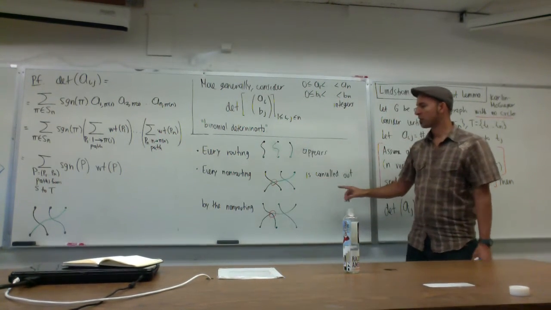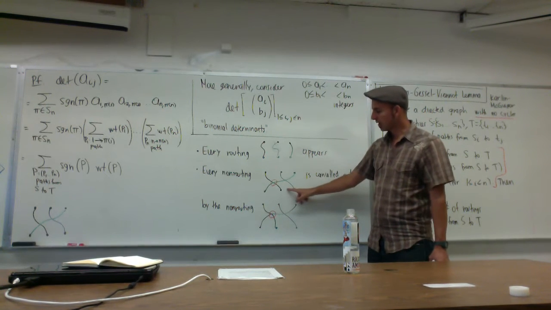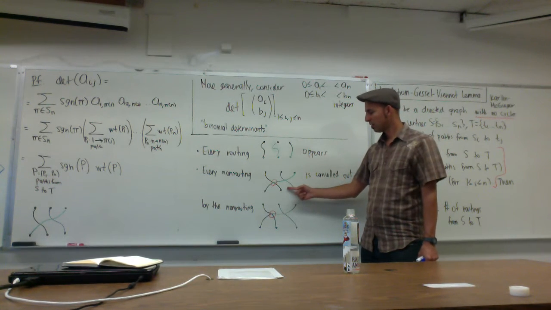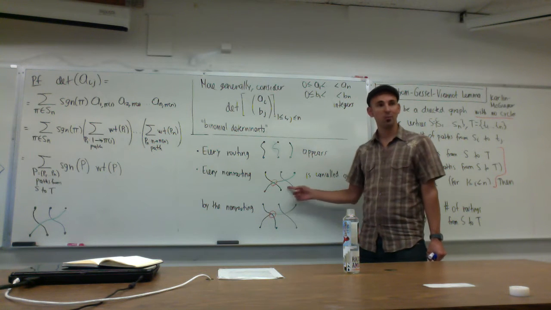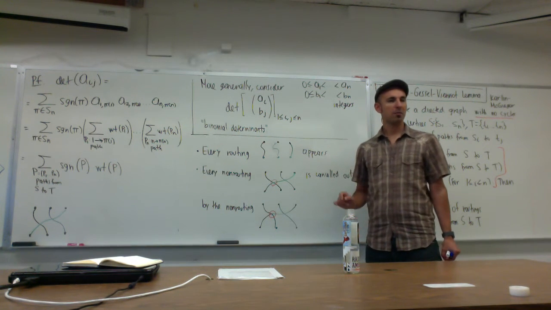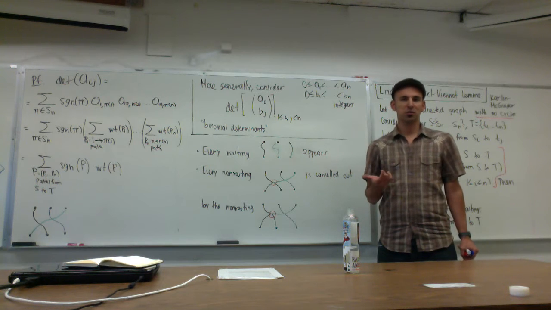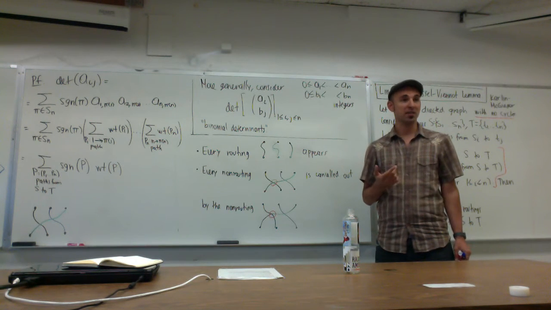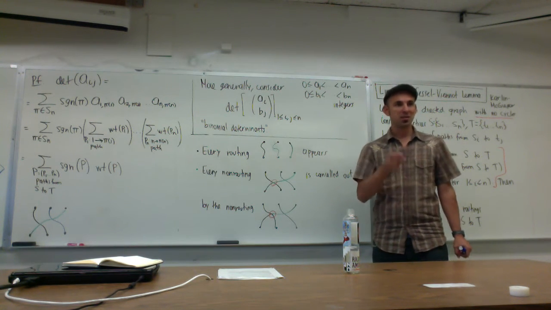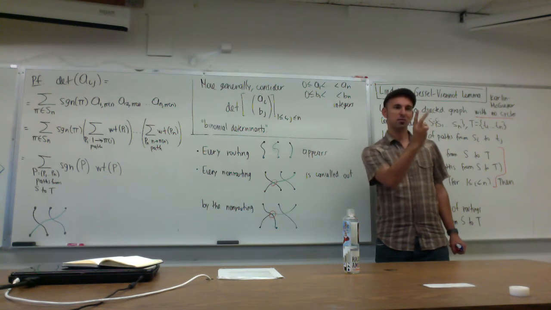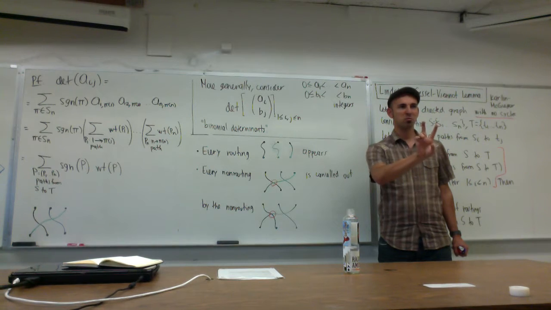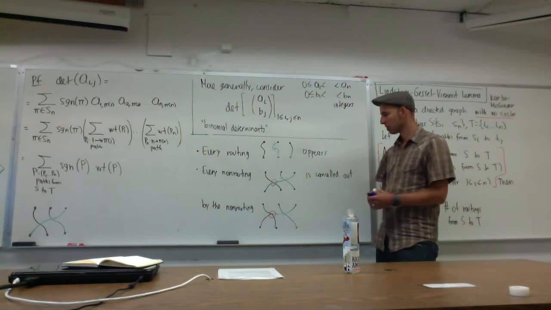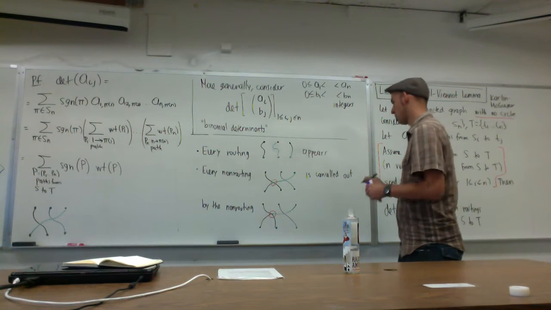And then what's the point? The point is, look at this guy and look at this guy, right? So these guys clearly have the same weight. And I'm claiming that they cancel, which means I should show that the sign is the opposite. So why is the sign the opposite? Well, the sign is the opposite because all I did is do a transposition to the permutation. And when you change the permutation by one transposition, it goes from positive to negative or negative to positive, with the opposite sign.